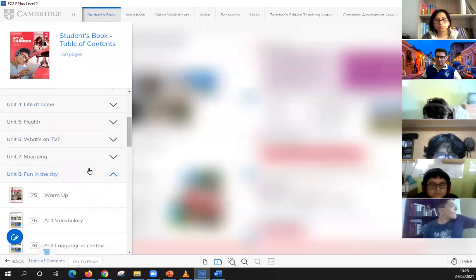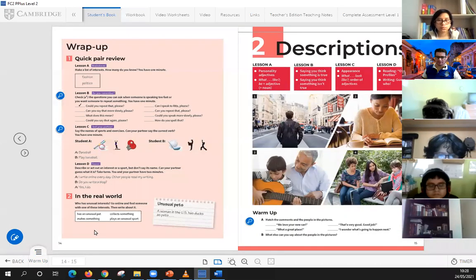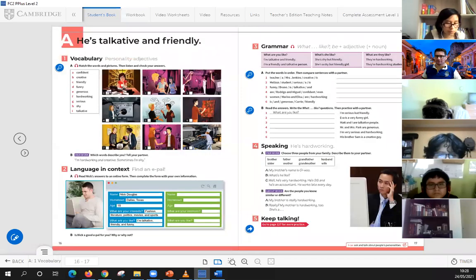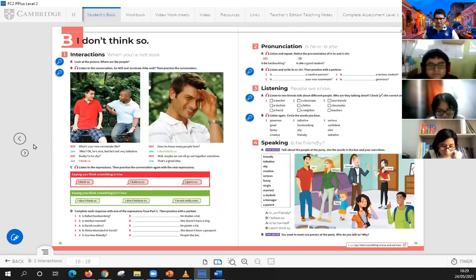So now I'm gonna show you something about what you were learning in the previous class, right? We were learning about some descriptions, no? For example, some adjectives for describing personality: confident, creative, friendly, generous, hardworking, serious. Then we have shy, talkative. You have to remember that we're working on these expressions. Now we're gonna talk about something new.